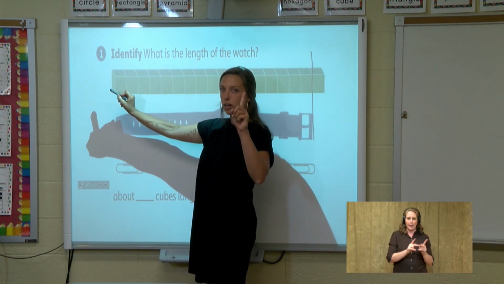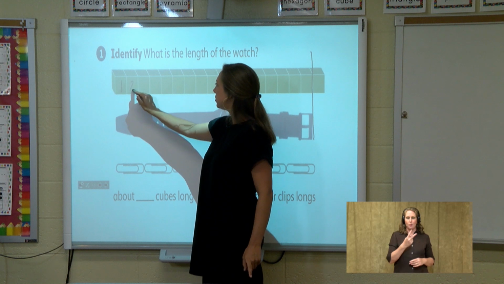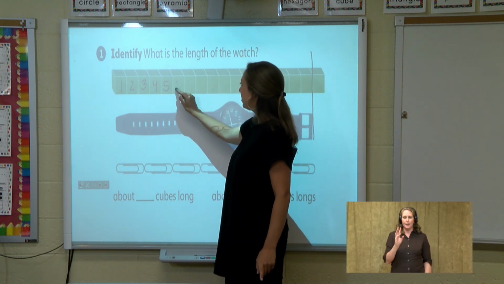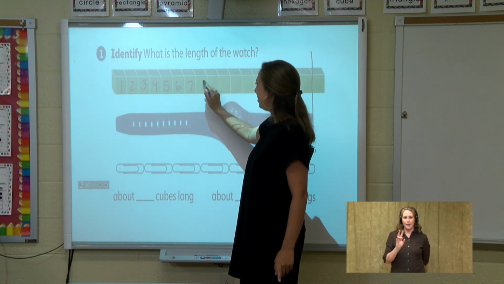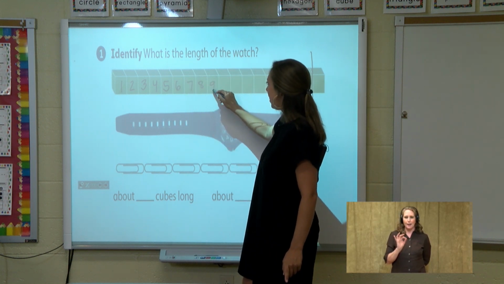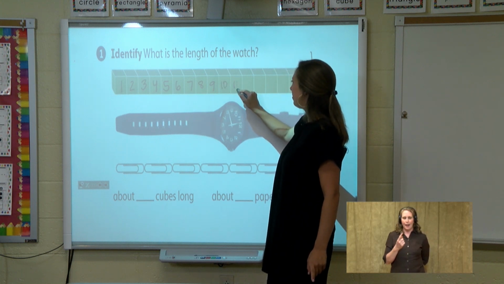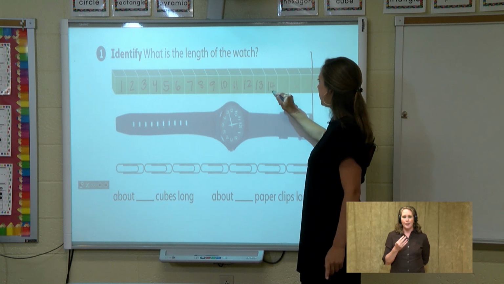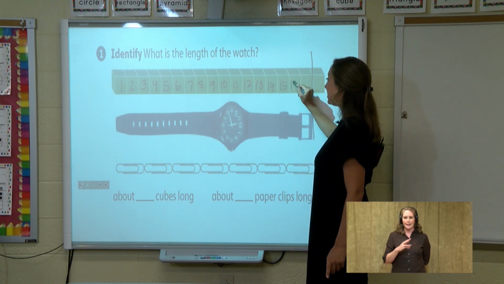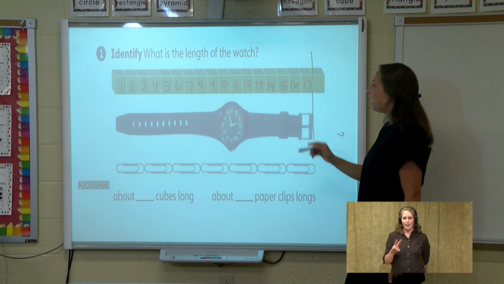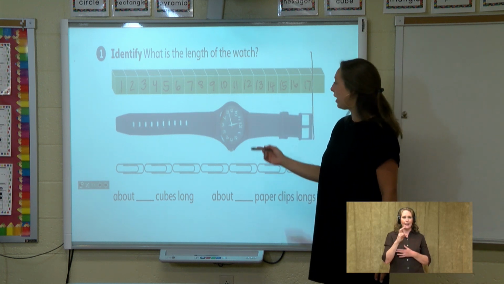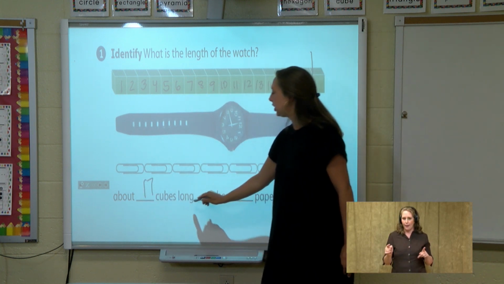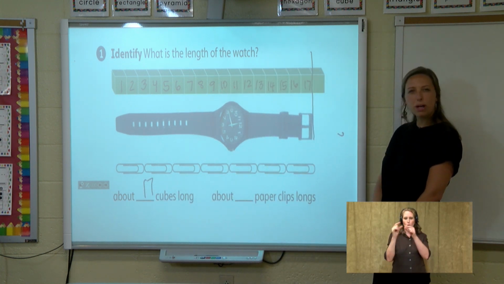Let's start counting using our 1, 2, 3, 4, 5, 6, 7, 8, 9, 10, 11, 12, 13, 14, 15, 16, 17. I counted 17 cubes for how long the watch was. About 17 cubes long.